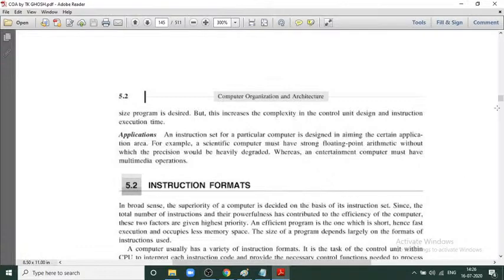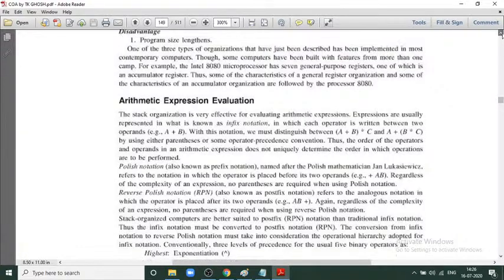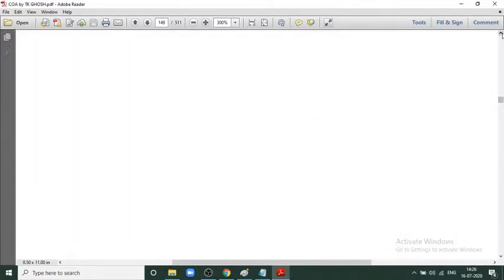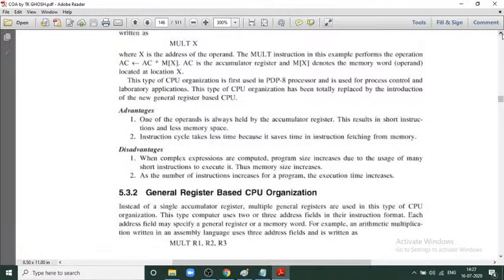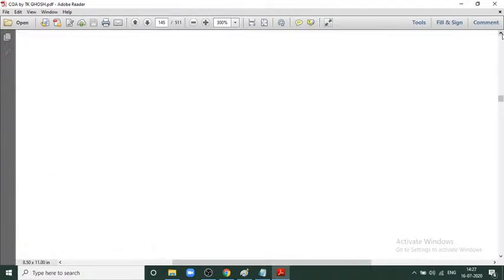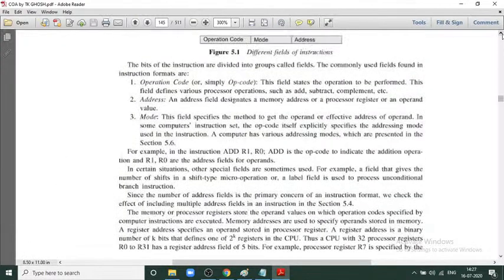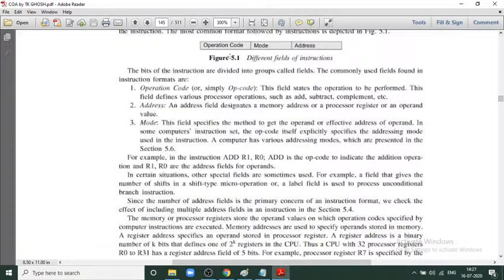Next, our next objective is to learn instruction format. As I told you in the earlier class, the instruction format is basically denoted by three fields: operation code field, addressing mode field, and address field.